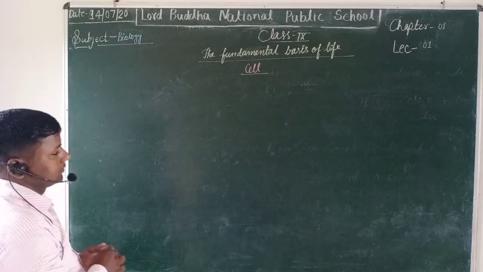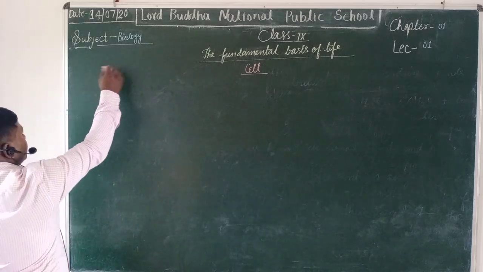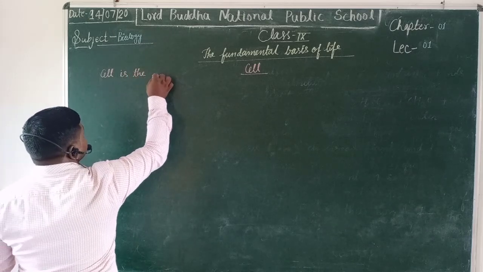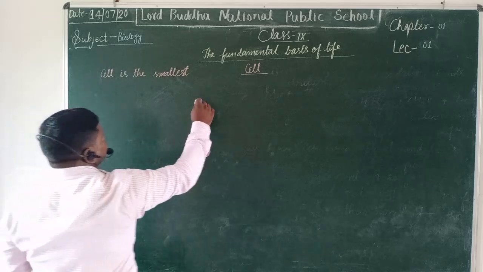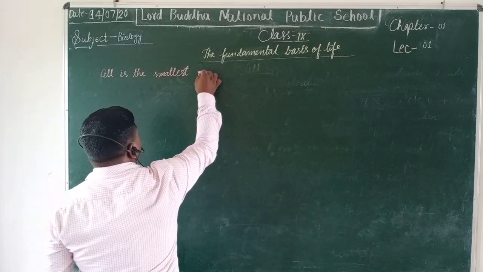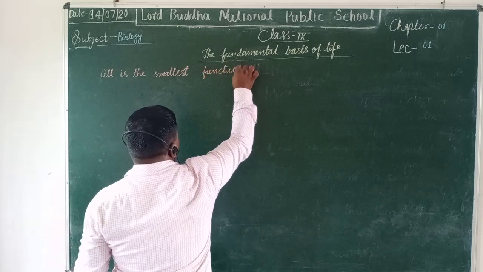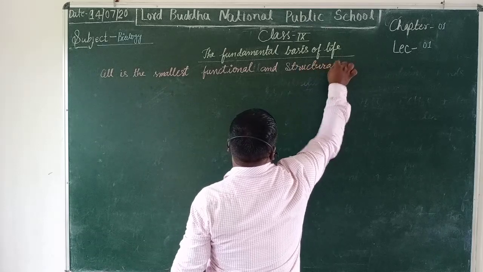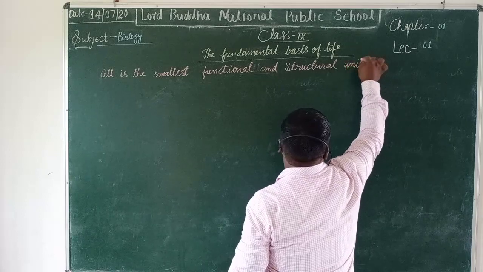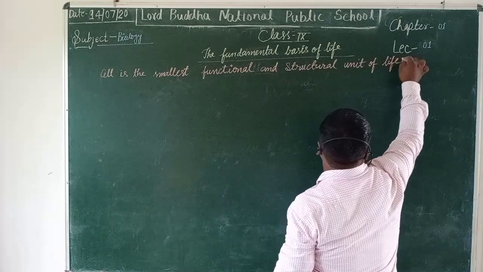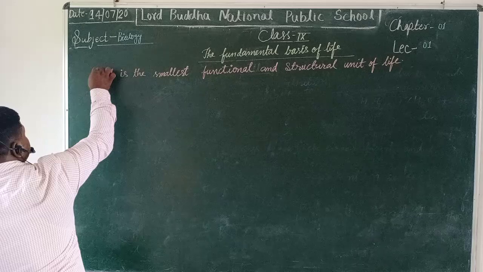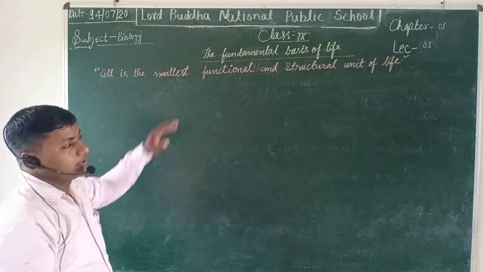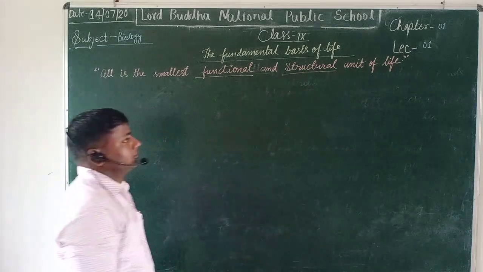Now we will discuss the definition of cell. We may define the cell as: the cell is the smallest functional and structural unit of life. Yes, students, the cell is the smallest structural and functional unit. The cell is the smallest functional and structural unit of life.